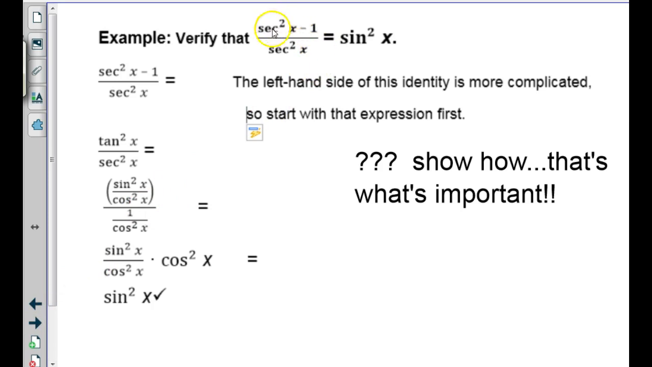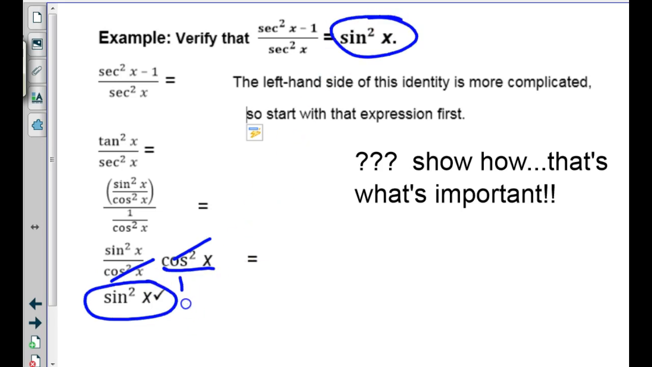All right, this question, you can work with the left or the right. This question, they chose to work with the left side. They traded the top for a Pythagorean identity, tangent squared. Then they made the top sine squared over cosine squared and the bottom 1 over cosine squared. And then to show you divide by multiplying by the reciprocal, they rewrote the bottom one flipped over as cosine, or cosine over 1. And then the cosine squared canceled, and you wound up with sine squared, which is what you have over here.